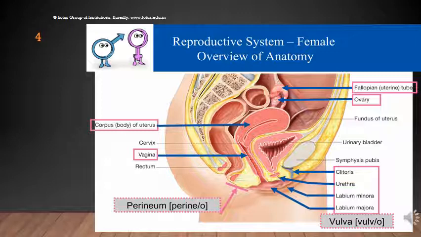Moving to the next slide, reproductive system, female overview of anatomy. As you can see in the diagram, there are different parts of the female reproductive system. These are the fallopian tube, ovary, fundus of uterus, urinary bladder, symphysis pubis, clitoris, urethra, labia minora, labia majora, rectum, vagina, cervix, and uterus. All these are parts of the female reproductive system, and they play an important role in reproduction.